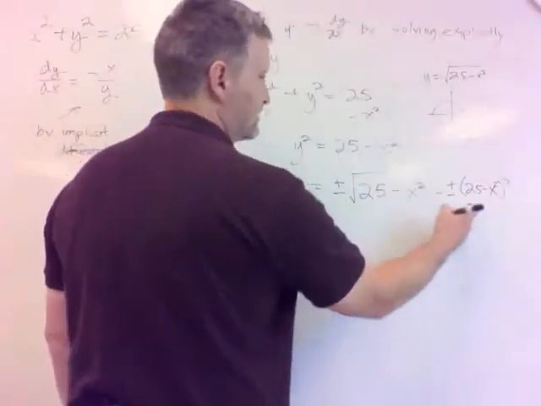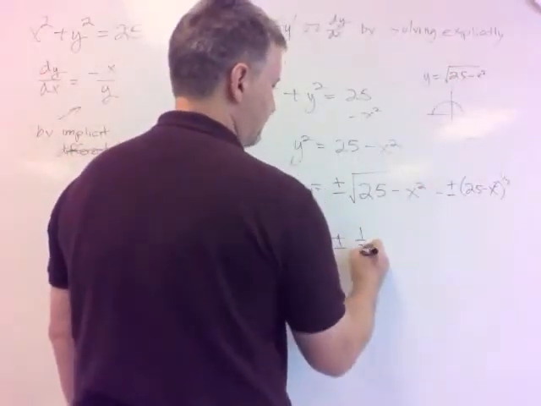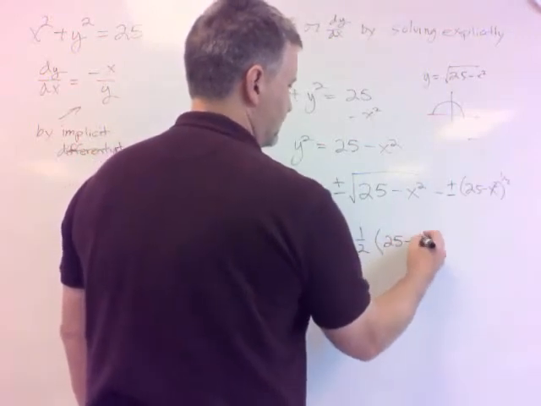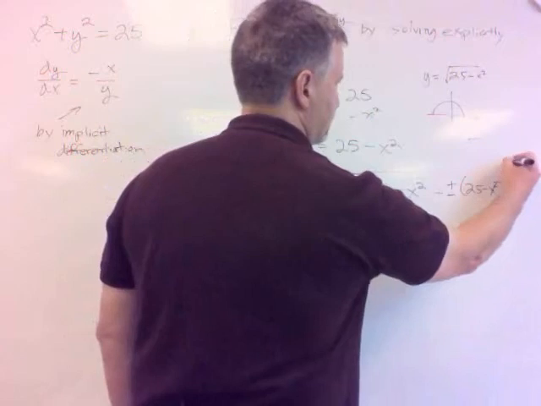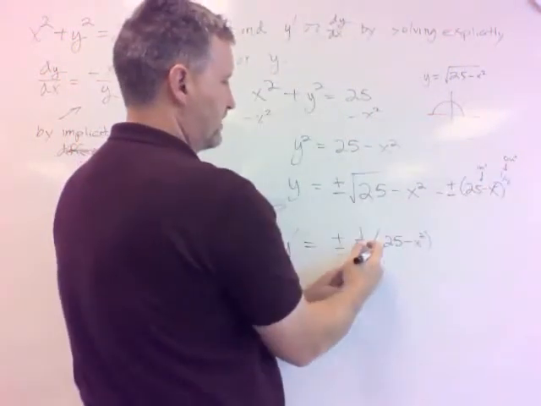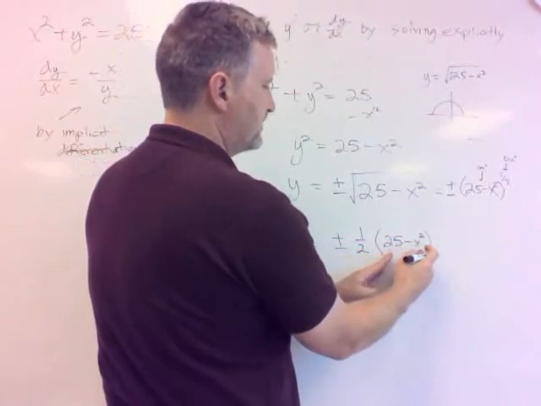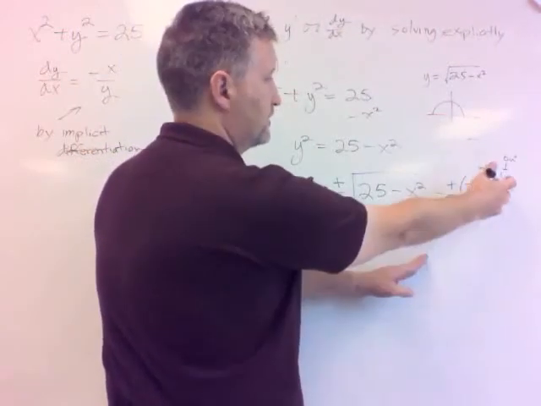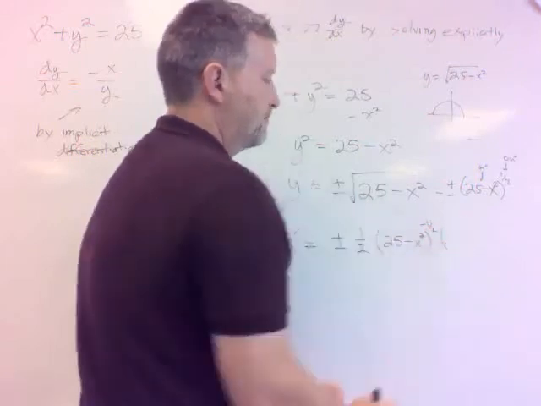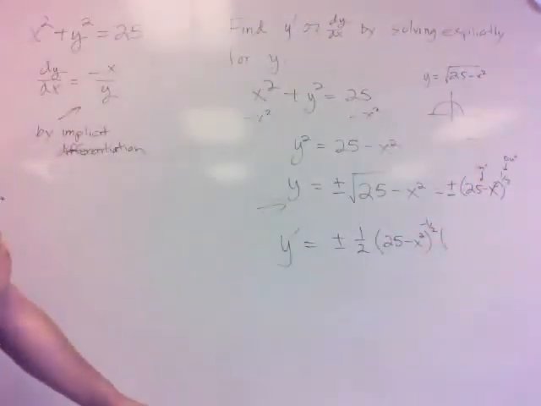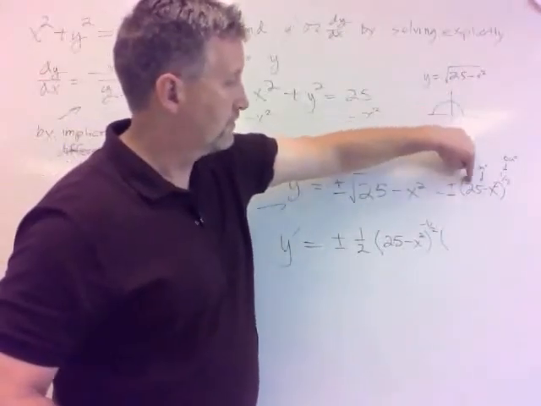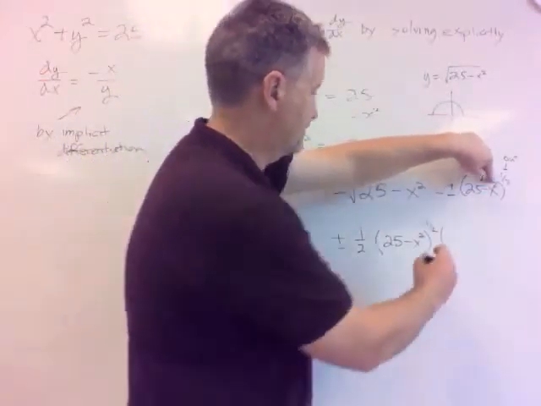So I'm going to have plus or minus, by the chain rule, 1/2 times, bring the power down, 25 minus x squared. The inside stays the same. This is the outside, this is the inside. So I'm doing the derivative of the outside, bringing down the outside power. Then it'll be 25 minus x squared to what power? Subtract 1 from that power, negative 1/2. Then I have to multiply that by the derivative of the inside. What's the derivative of the inside? Derivative of that's 0, derivative of that's negative 2x.